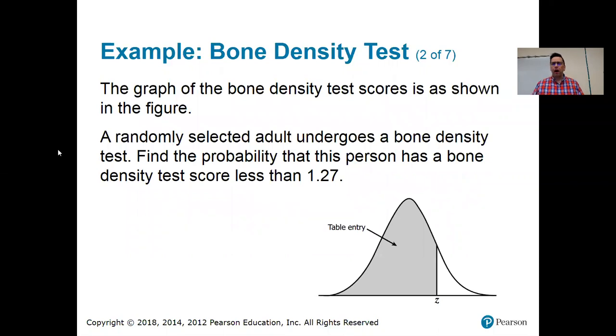The graph of the bone density test scores is shown here. Actually, I think I grabbed this picture from somewhere else. A randomly selected adult undergoes a bone density test. Find the probability that this person has a bone density test score less than 1.27.